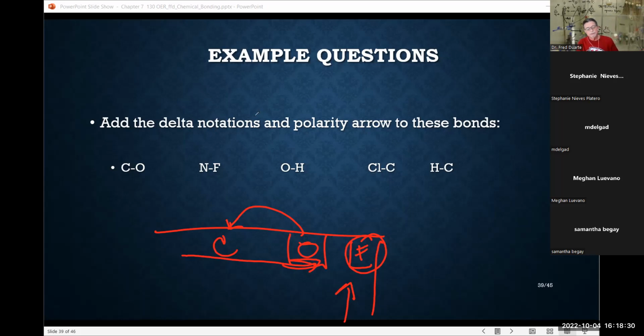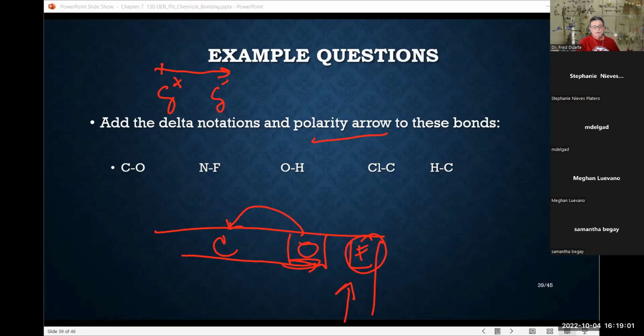And we draw the delta notation, where we use the symbol lowercase delta, either as delta positive or delta negative. And then we use the polarity arrow, where the arrow points in the direction of the partial negative side. And the arrow has a plus sign on the other end, which represents the partial positive side of that particular bond, okay?